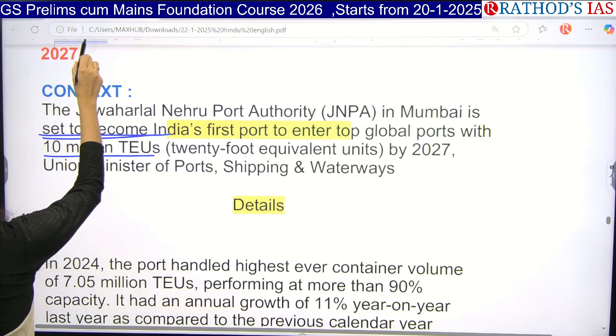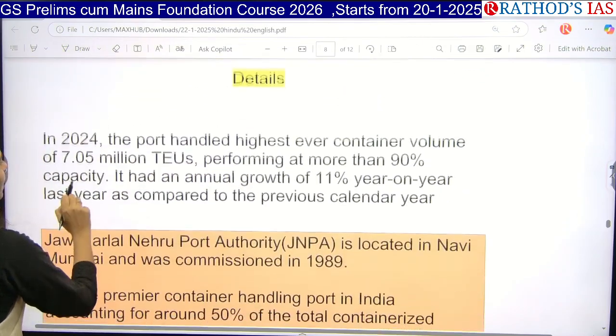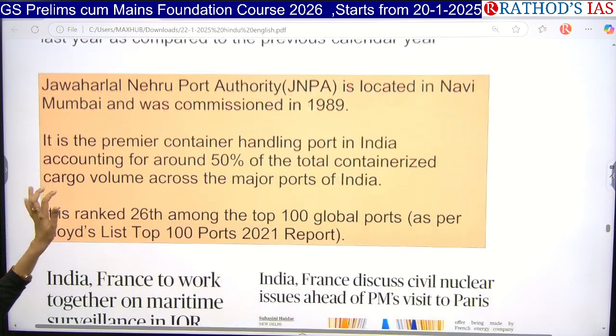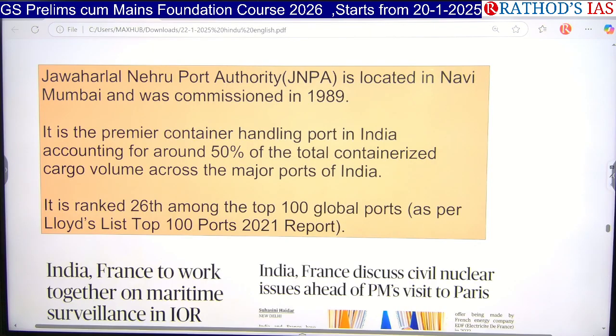If you see the important details here, in 2024 this port handled the highest ever container volumes, and the highest ever trade exchange is happening here. Because of this, by 2027 we can reach this 10 million TEUs. Because of this, the port is going to enter the global ports.